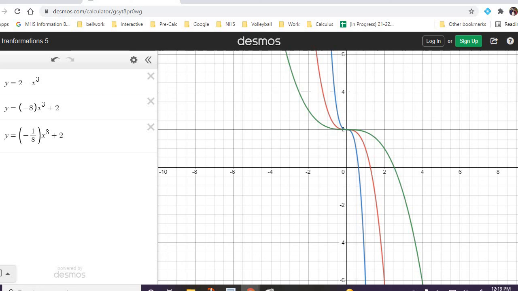We don't see these ones happen quite as often as we do the vertical ones, but they will happen every once in a while. That's why I want you to see it. But the main one that we need to know for sure is the vertical stretch or compression, because we're going to use those a lot on our projects that we have this week. Any questions on those?